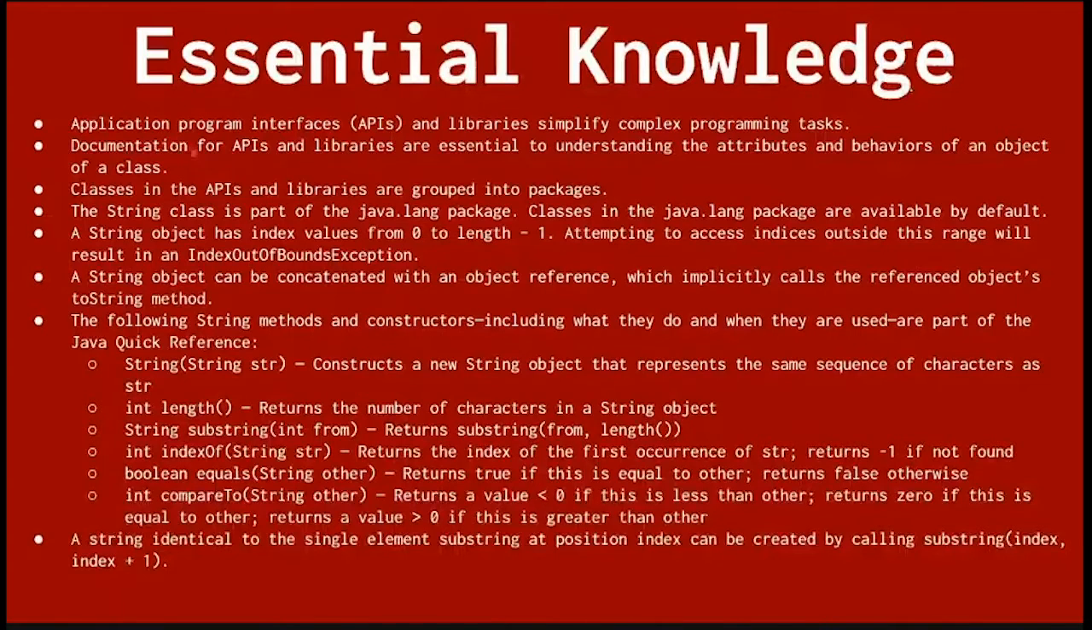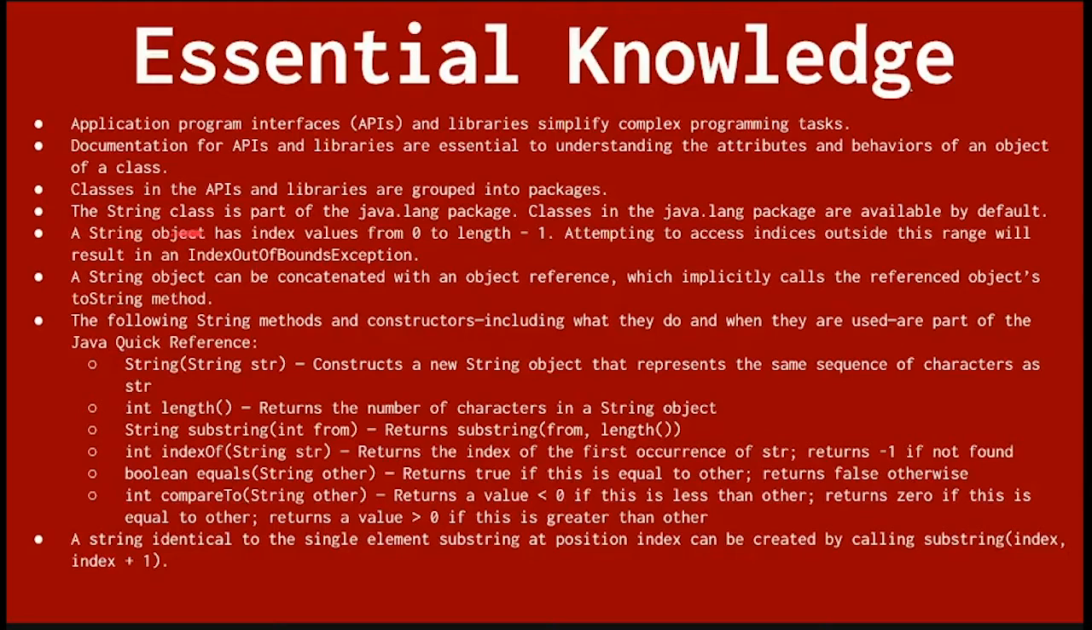This first one, it says APIs and libraries simplify complex programming tasks. That's just basically other people are coding other stuff out that you can use on your own codes. More or less, it's more libraries than interfaces. Documentations for APIs and libraries are essential to understanding the attributes and behaviors of an object of a class. So if you are using other people's codes, you're going to want to check that documentation so you know how to do it.